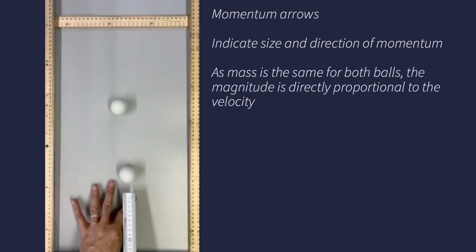So what I'm going to add to this is momentum arrows. This indicates the size and the direction of momentum, initially before the collision, and then for both balls after the collision. Now, as the mass is the same for both balls, the magnitude of momentum is directly proportional to its velocity.